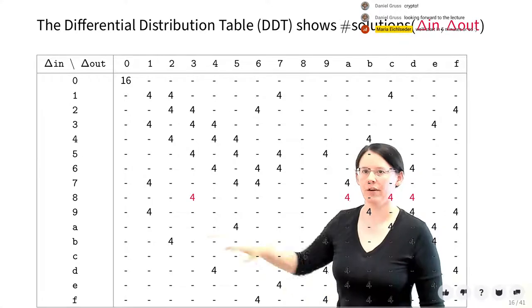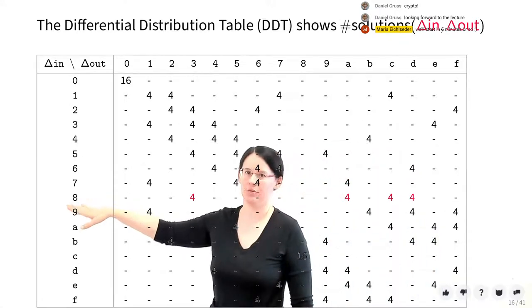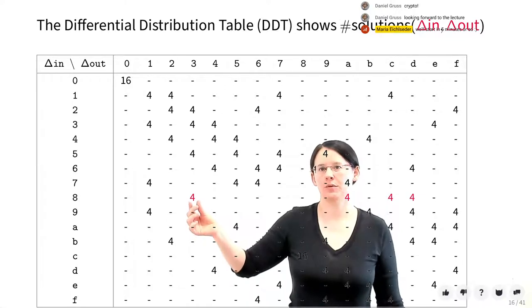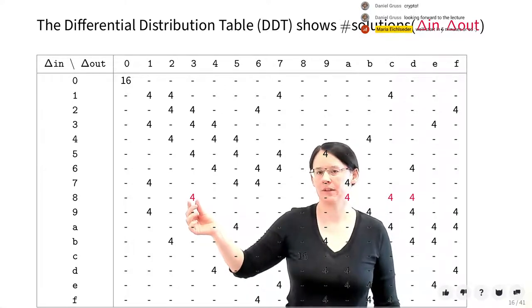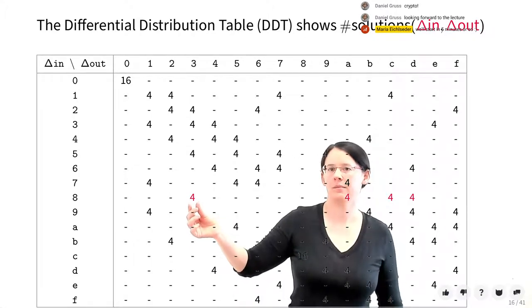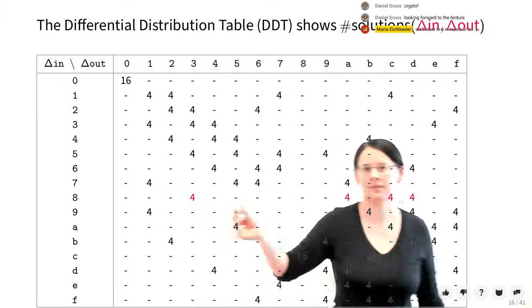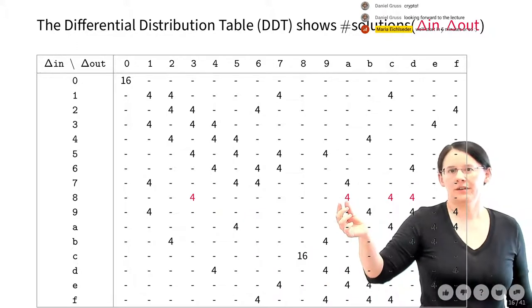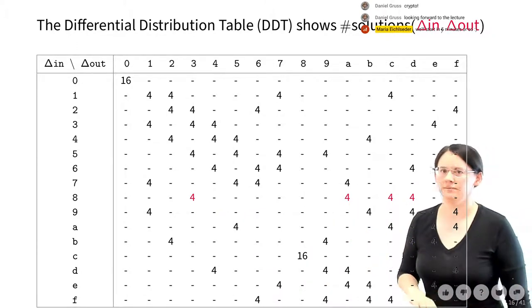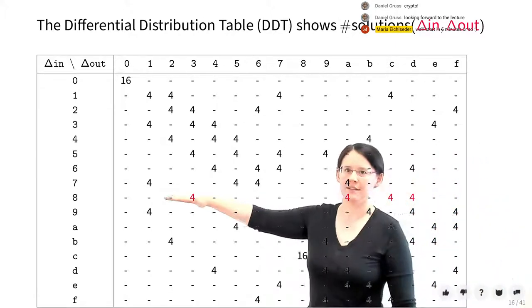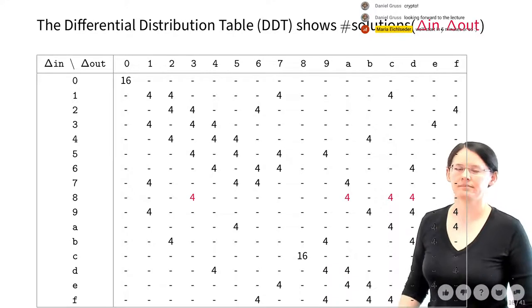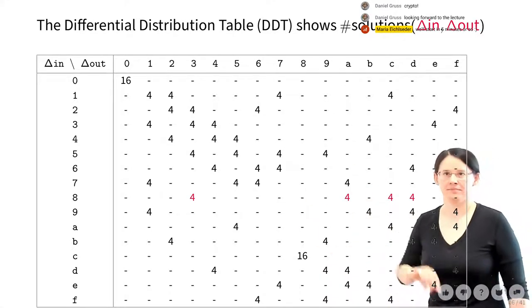So for example, if we look at the input difference of 8 we had before, then there are 4 possible pairs which produce an output difference of 3. We know one of the pairs, it was 0,8 if I remember correctly, but there are apparently 3 others. 4 other values map it to an A, 4 map it to a C, and 4 map it to a D. We see that in total the sum is 16, because there are 16 possible input values. So we must always have that.